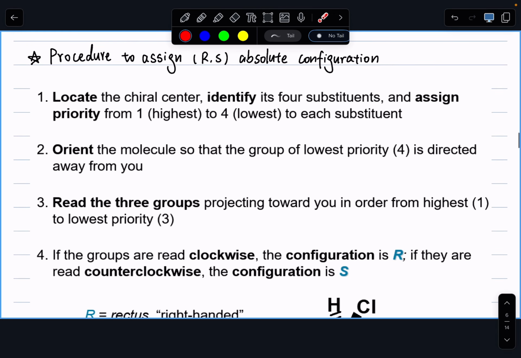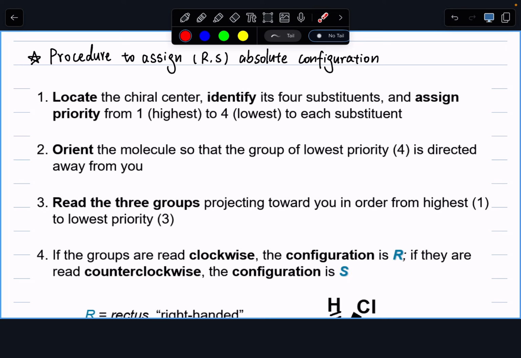Secondly, we can then look at the procedure to assign the absolute stereo configuration. So once we identify a chiral center, again, a chiral center is a tetrahedral center, typically carbon, identify the 4 substituents and assign priority from 1 to 4 for each substituent. That's what we did, right? So here we have 1, 2, 3, 4, 1, 2, 3, 4. That's what we did so far.